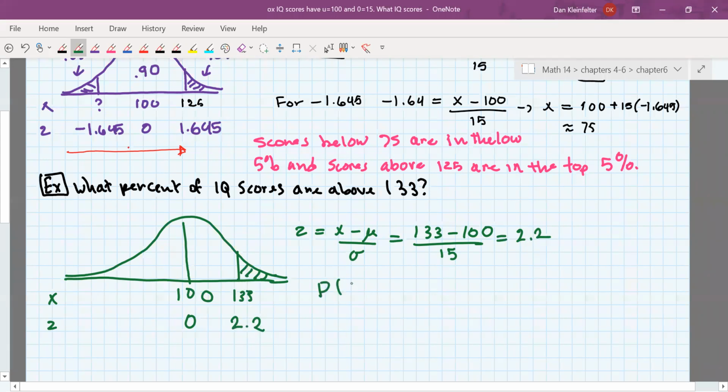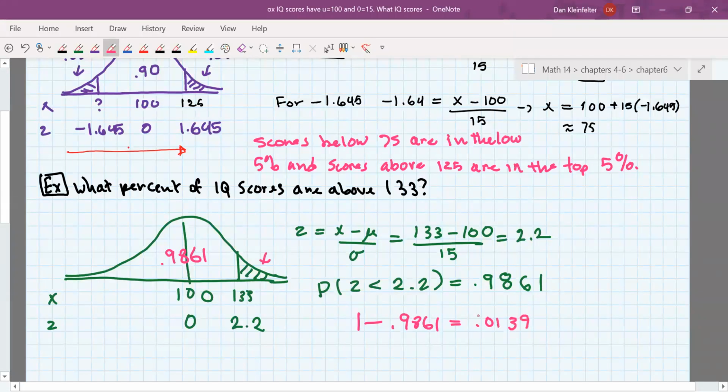So then using our table, the probability that a z will be less than 2.2 is 0.9861. That's the area to the left, right? We wanted the right tail, so 1 minus 0.9861 is 0.0139. So about a 1.4% chance of someone having an IQ score above 133.